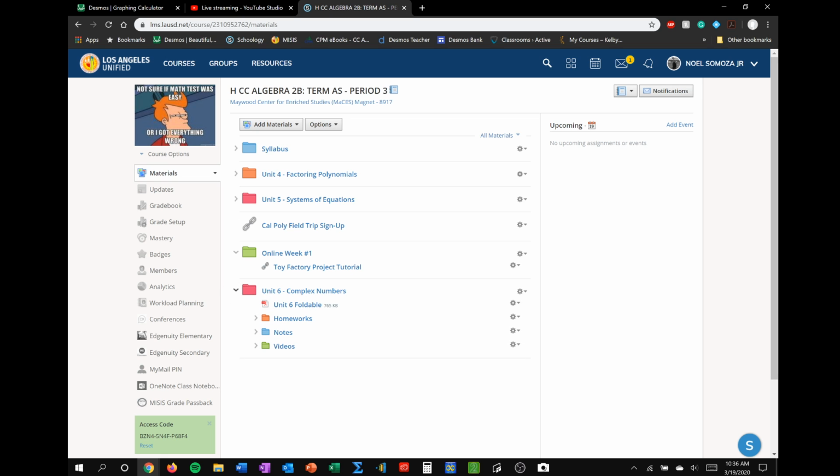Okay, so for Unit 6, there's the foldable already. Most of the notes that I'm going to use for today come from the foldable. So if you want to do them on a notebook first and then transfer them over, that's okay. You can do that. If you want to print the foldable out now, and then go ahead and just do it on the foldable, that works too. Okay, then I split it up into homeworks, notes, and videos.